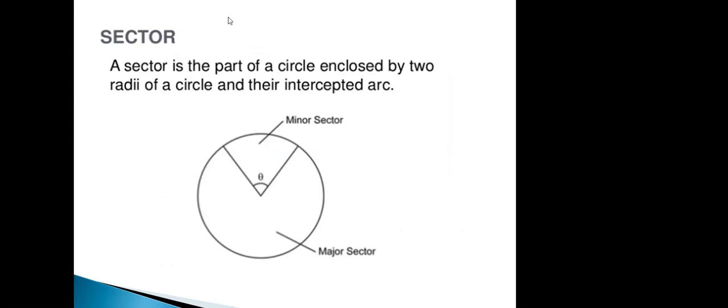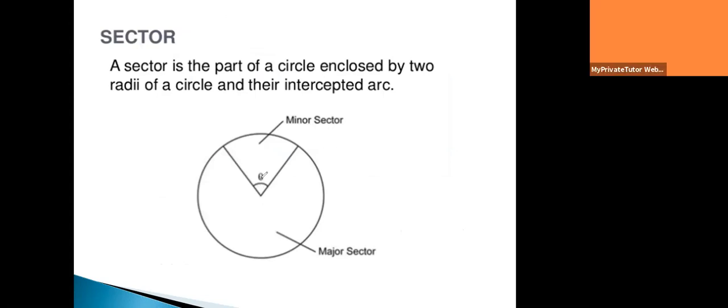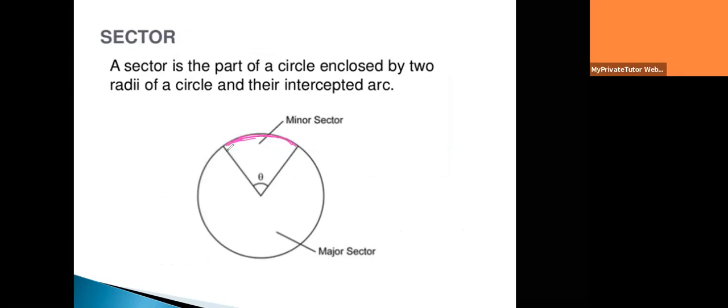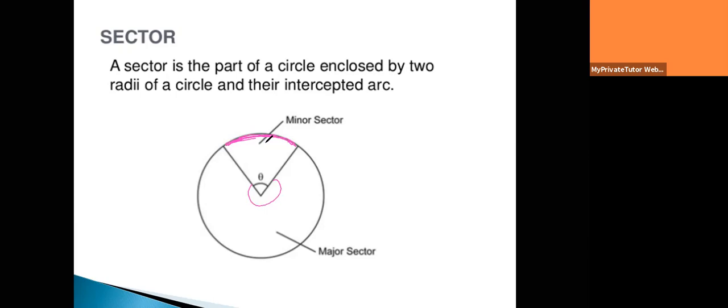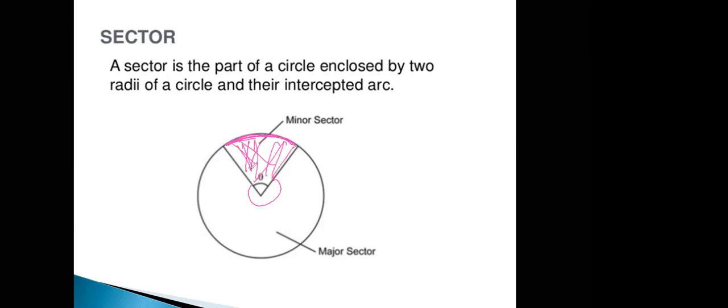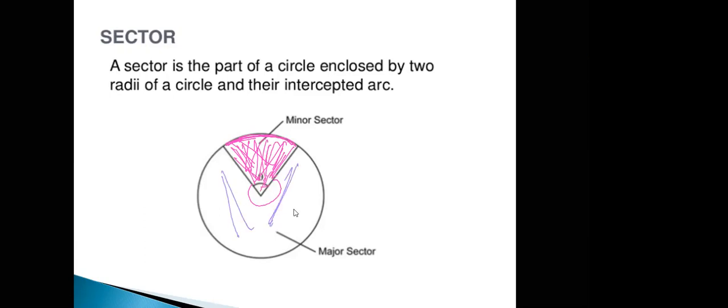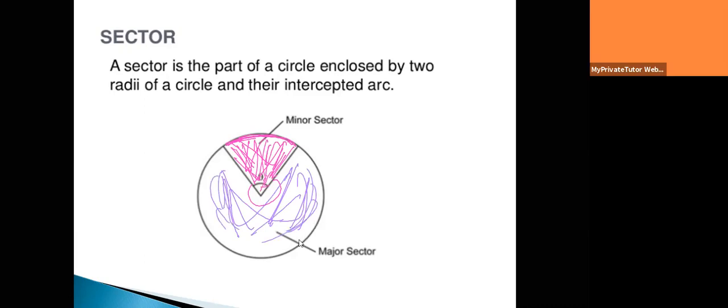So if we have an arc, this is an arc, or else the remaining one is also a bigger arc. If this is theta, what is the sector? This is the area. So this is the sector, a minor sector, which is the small sector in this circle. And we do have the other sector, the remaining portion of the circle. This is a major sector. You understand?